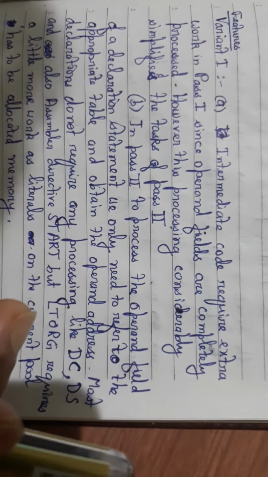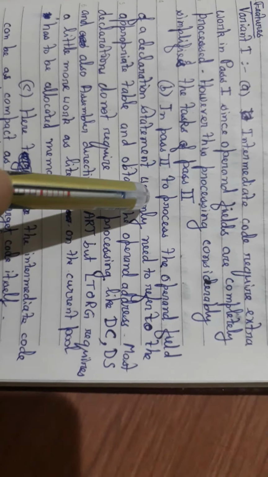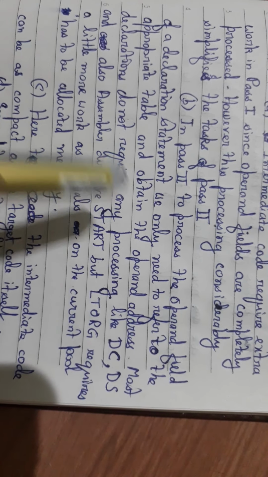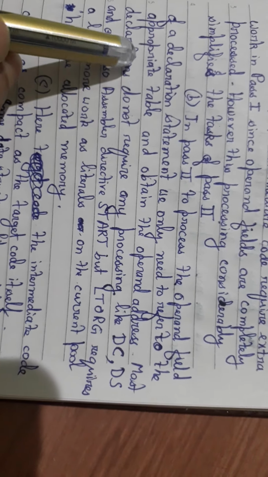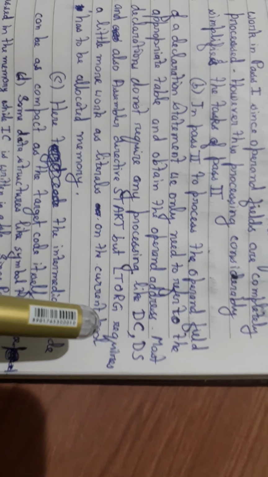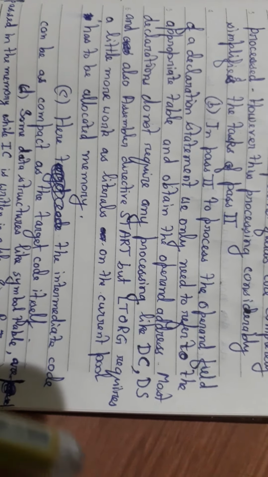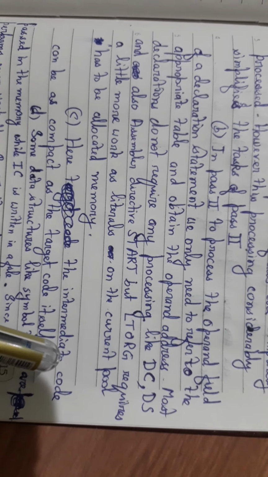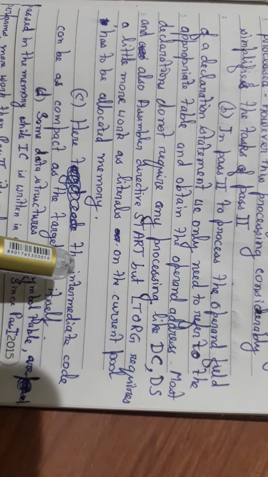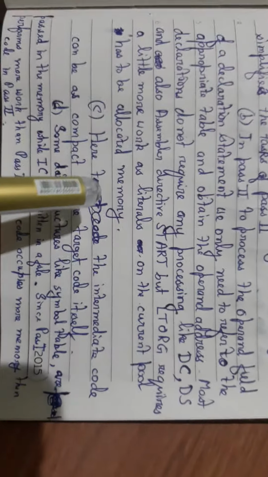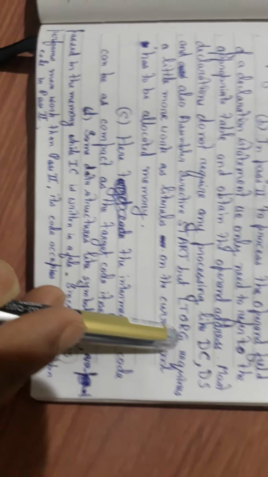In pass 2, to process the operand field of a declaration statement, that means DS and DL statements, we only need to refer to the appropriate table and obtain the operand address. Most declarations like DC and DS, and also assembler directives like START, do not require any processing, but the LTORG statement requires a little more work, as all the literals in the current pool have to be allocated memory. That is why LTORG requires a little more work.